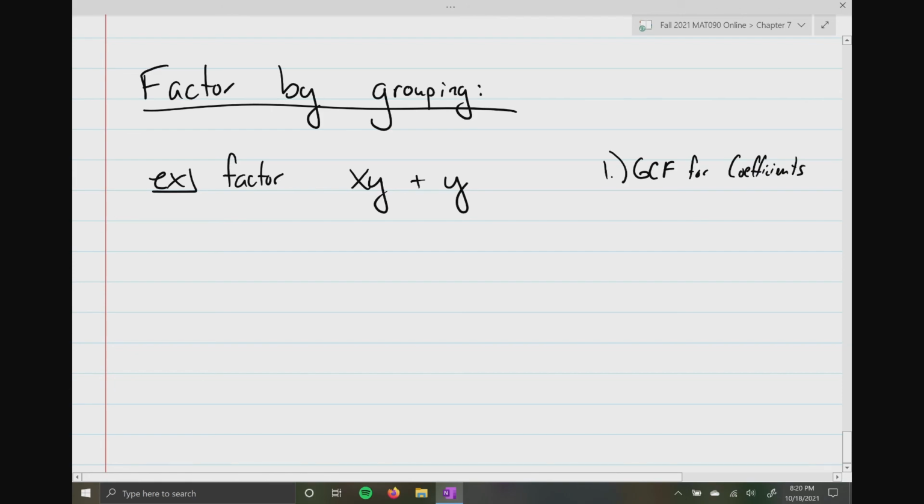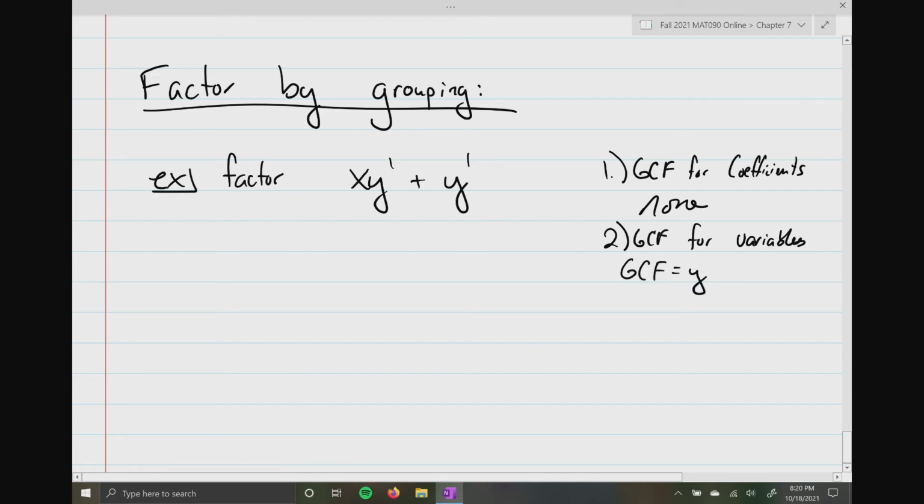GCF for the coefficients, there isn't one. How do you know that? Well, that's a 1 and that's a 1. You factor out a 1, nothing changes. So the GCF for the coefficients, there isn't one. What about the GCF for the variables? In this situation, both terms have a y in common, and it's both y to the first. So my GCF for the variables is just going to be a y.